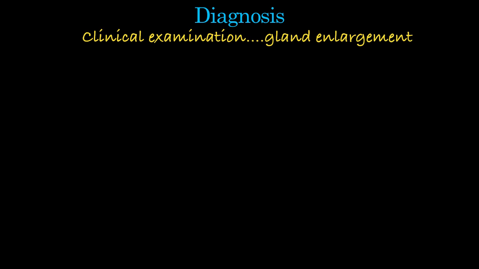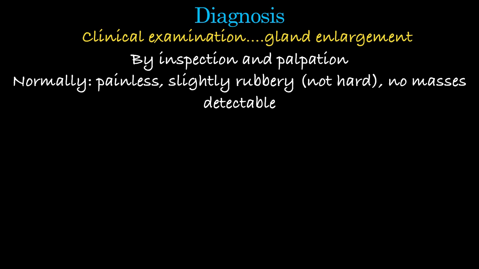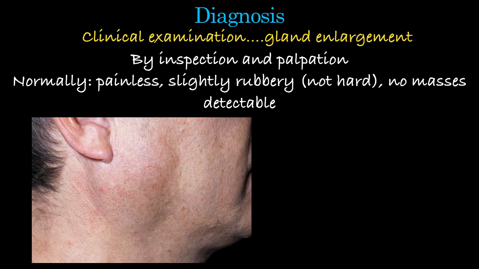What if the patient is complaining of glandular enlargement or a mass in the gland? We start examining the affected salivary glands by inspection and afterwards by palpation, as we are used to do in any clinical examination: we start by inspection and then go for palpation. When we palpate the major salivary glands, the normal gland should be painless, slightly rubbery in consistency, and I shouldn't palpate any detectable masses.